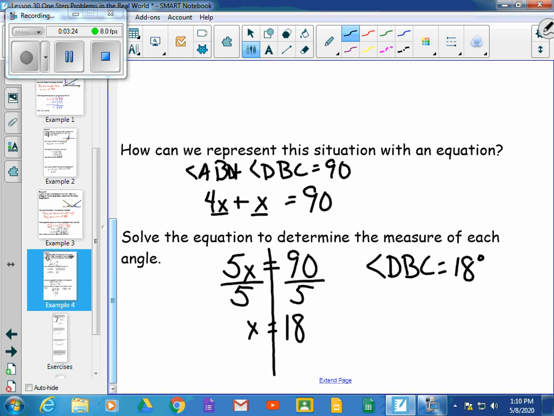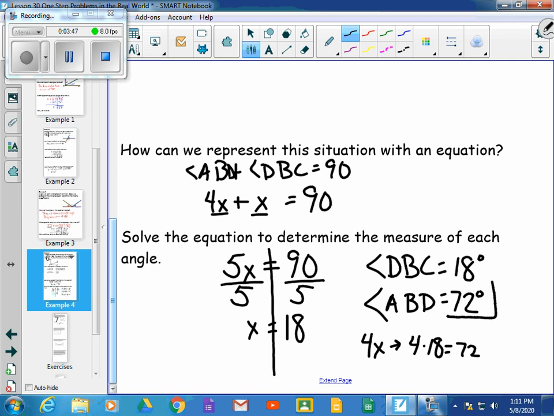We still need to figure out angle ABD. And if we remember, that was represented with 4X. If we substitute the 18 in there, we get 72, which is the measure of angle ABD. And if we want to check ourselves, we add those two measures together, and we should get a total of 90.